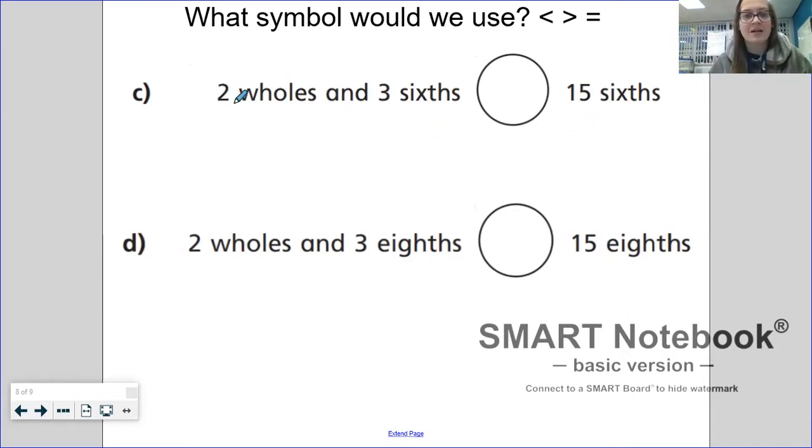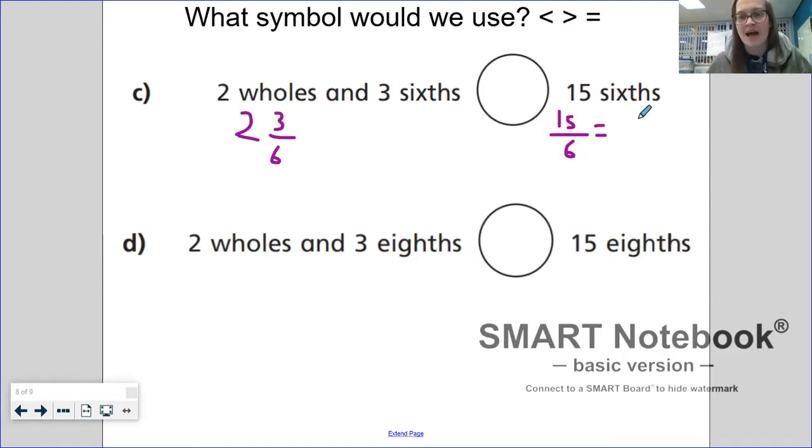Okay, welcome back. So we have 2 wholes and 3/6, and I have 15/6 here. So I'm going to count in 6s until I get near 15. I also know I'm not going to get to 15 because it's not in my 6 times table. 6, 12, oh, the next one will be 18, so it can't be that.